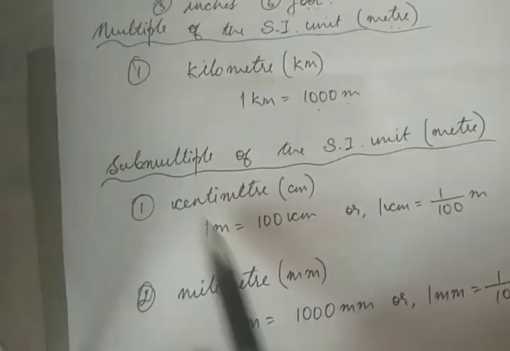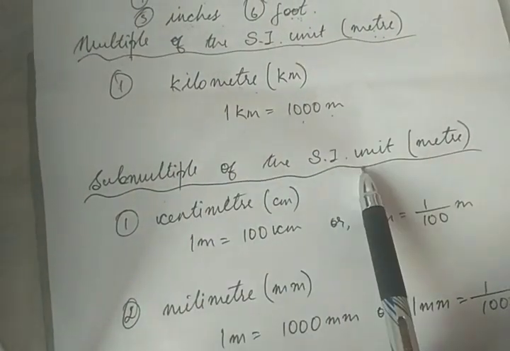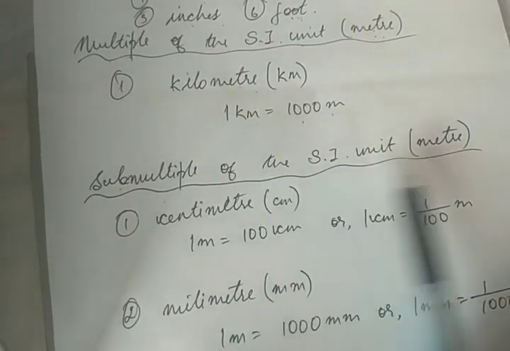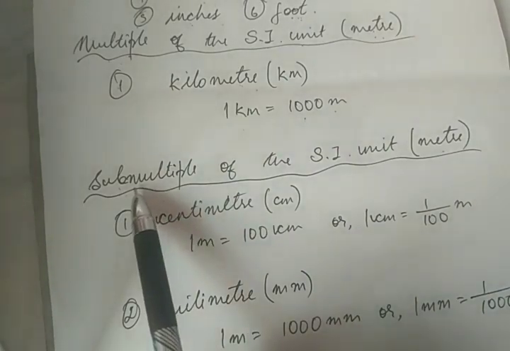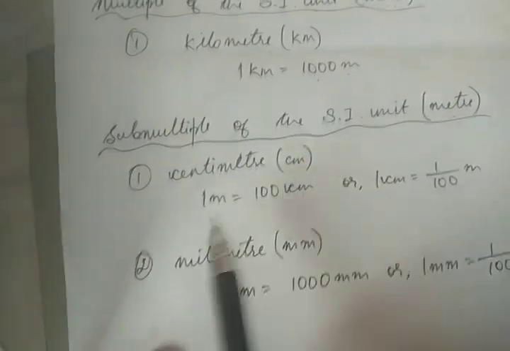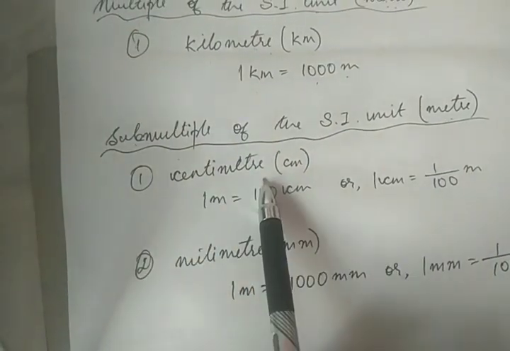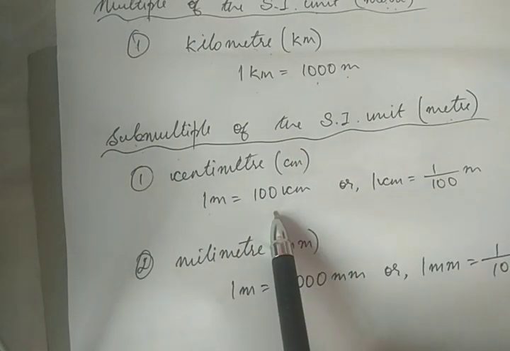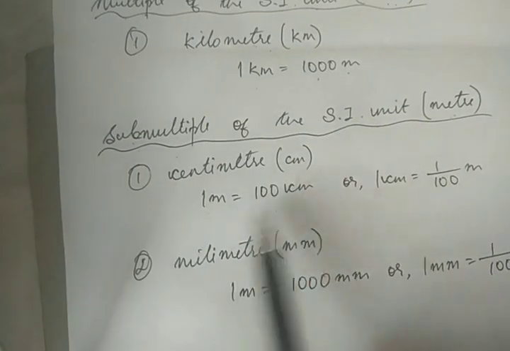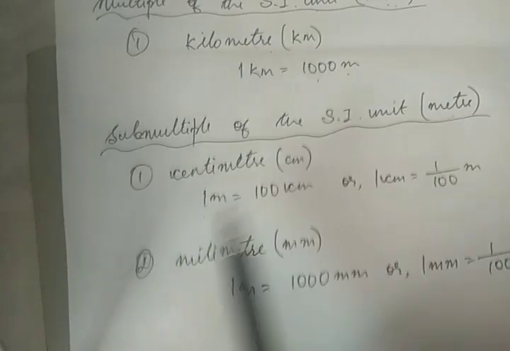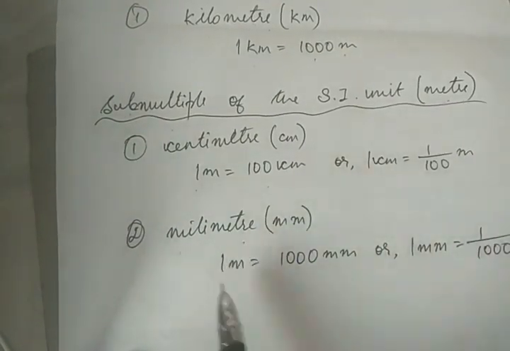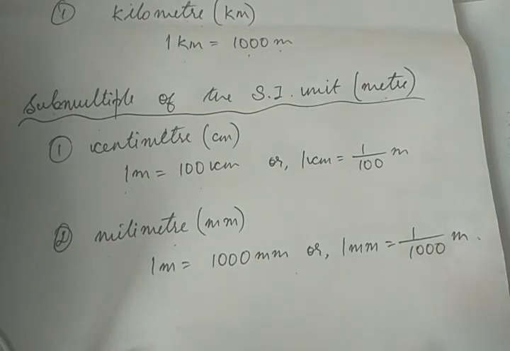Likewise, submultiples of SI unit of length or submultiples of meter. What are the units lesser than meter? Lesser than meter units are centimeter. 1 meter is 100 centimeters, because 100 centimeters makes 1 meter, and the other is millimeter. 1 meter is 1000 millimeter. So note all of these things down. Pause the video and note everything down, remember. These things will help you.